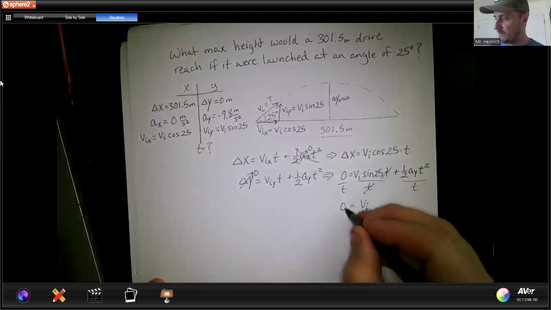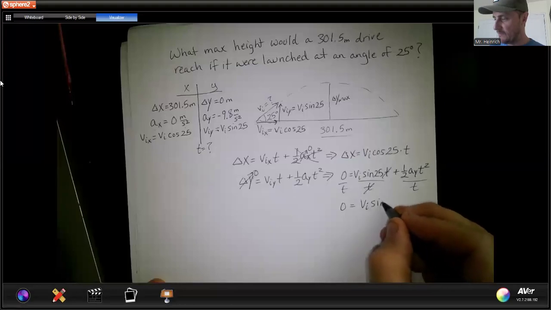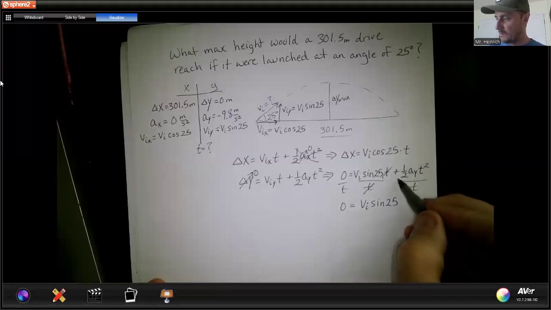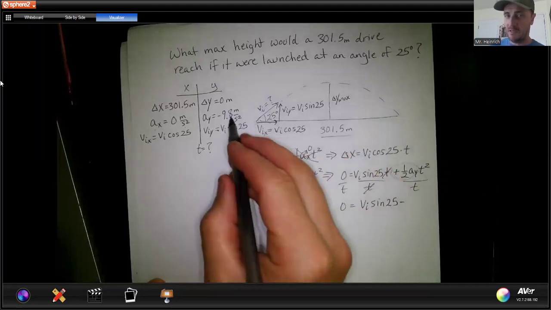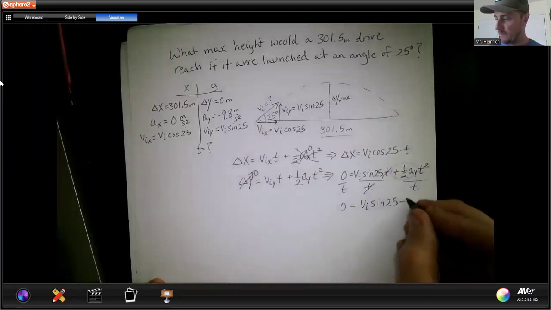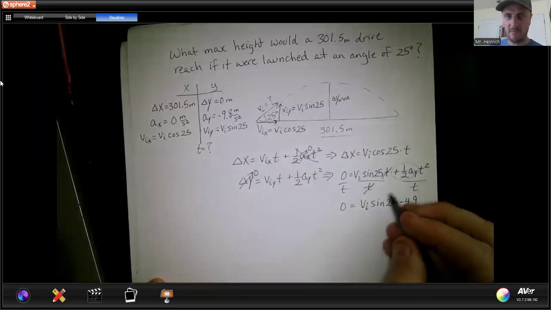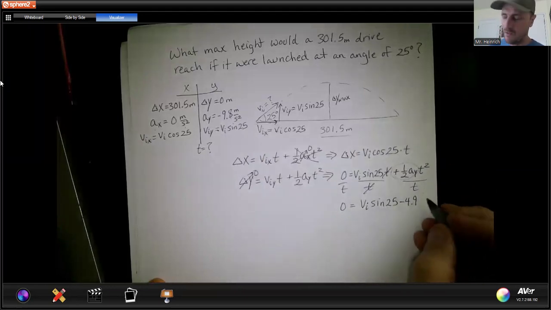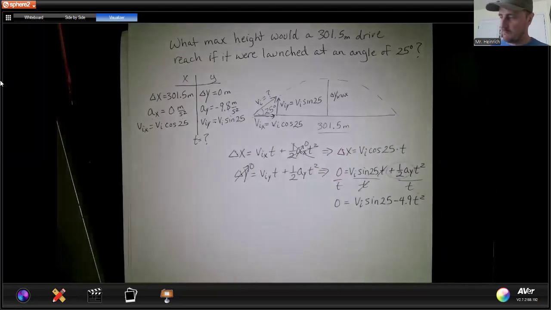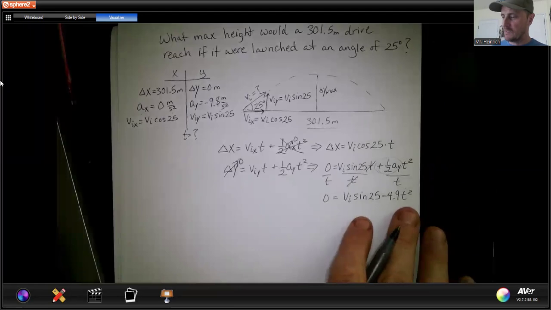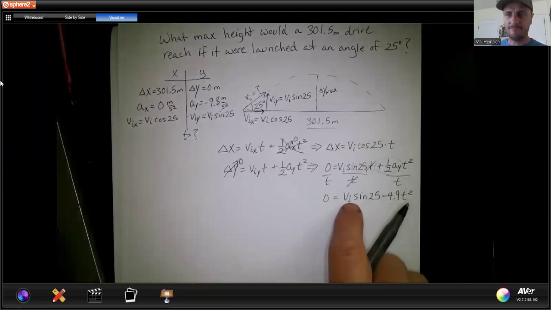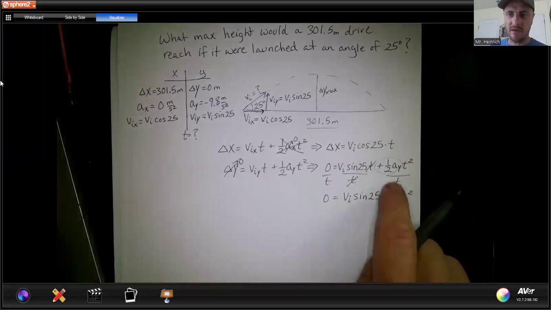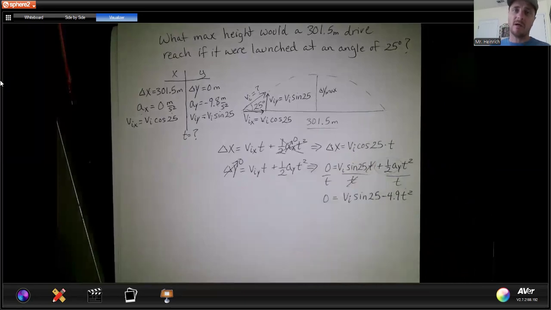We have 0 equals VI sine 25. I also, as you guys know, like to say half of negative 9.8 is just negative 4.9, so I'm plugging that in right now. I'm not putting units in because it gets really cumbersome to write. So again, we're doing this hybrid of some given information and some generics where we're not actually plugging in values. For instance, I could plug in the X, but I'm not going to do it just yet.